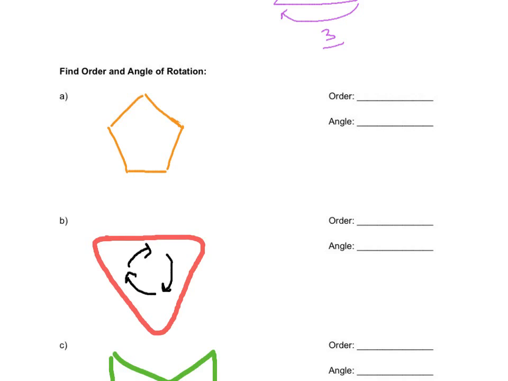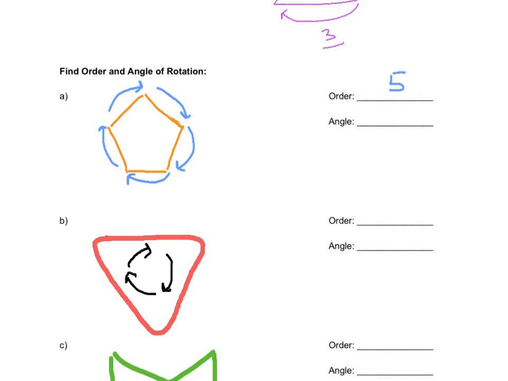The order first is how many times, if we rotated it around, would it appear the exact same? Would it fit over itself? We can simply draw our little arrows. If we rotated it that far, that far, that far, and that far, 1, 2, 3, 4, 5 different times we could rotate it, meaning the order of rotation of a pentagon is 5.